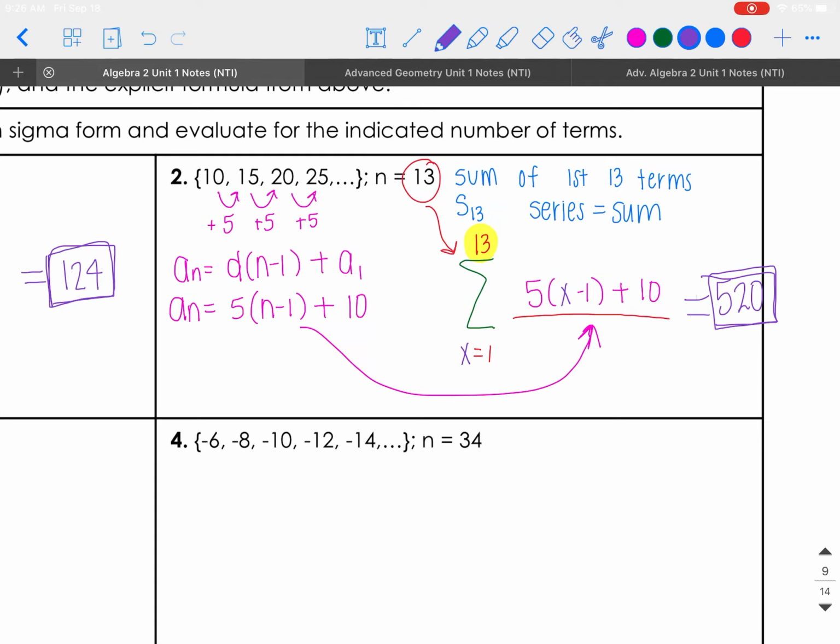and I were to count out 13 numbers, and I add those together, I'm going to get 520.